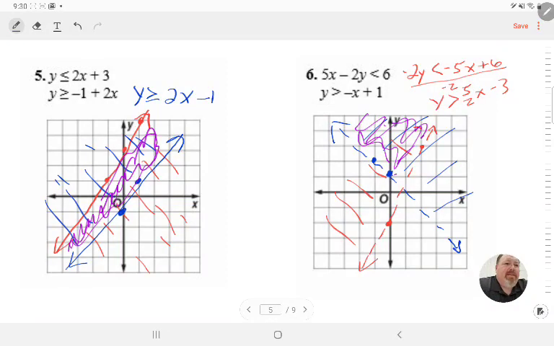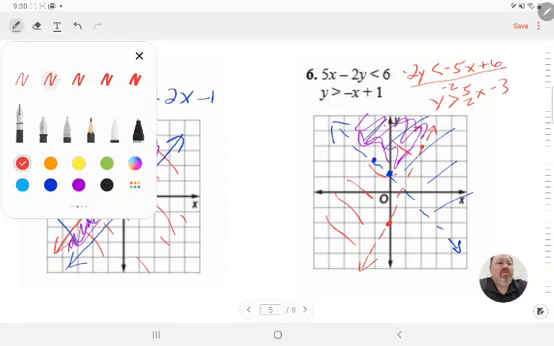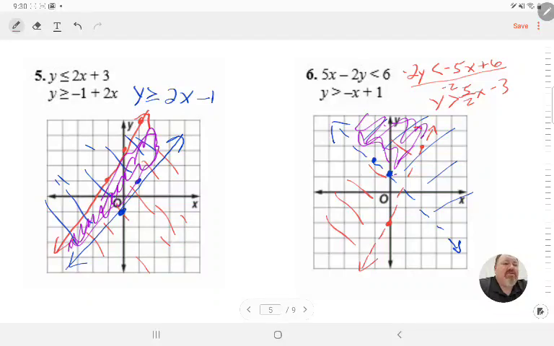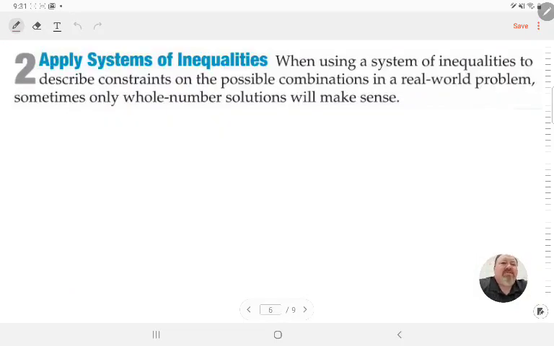So let's see how you did. So the first thing I would do is convert 5x minus 2y less than 6. I would change that to where it's in the y equals mx plus b, and that would be y is greater than 5 over 2 x minus 3. So I drew, it's a dotted line, drew the line where it goes, shaded the area above it red, then graphed the y is greater than negative x minus 1, and then the purple area up top is where they would overlap. Okay? All right. So apply a system of inequalities.